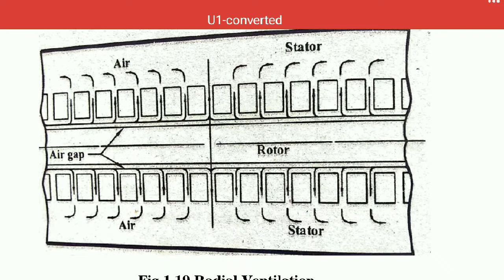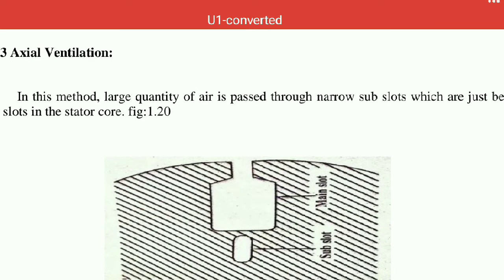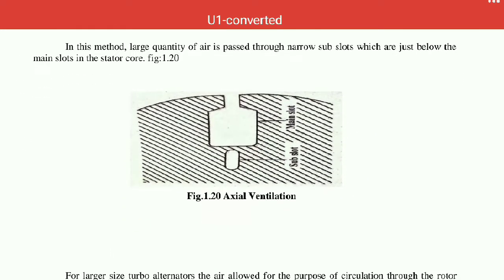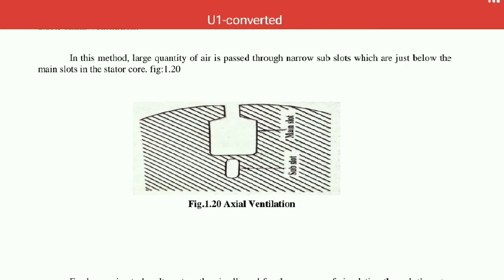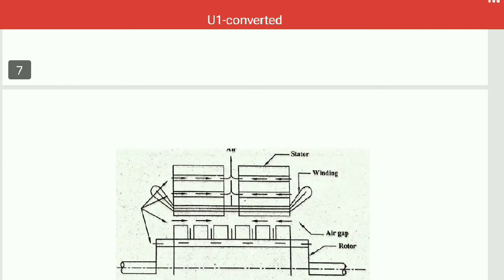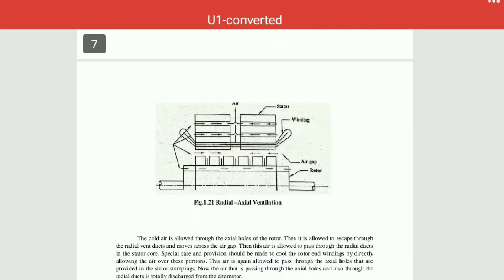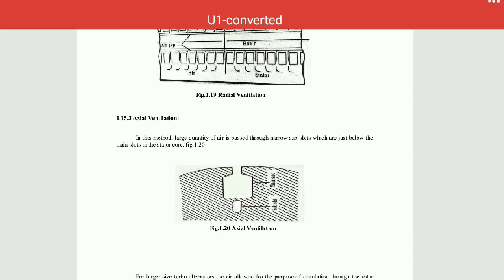Here the air passes through the air gap and reaches your windings through the radial ducts, and in axial ventilation there are subslots provided below your main slot through which the cold air is passed, and you have to mention this. And the next topic is radial axial ventilation. In radial axial ventilation, we cool the machine through both methods, that is, through axial ventilation and also through radial ventilation. The air enters the chamber through the axial ducts and moves on to other parts of the machine through the radial ducts that are provided.